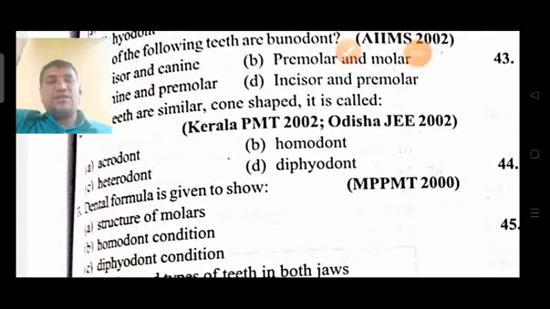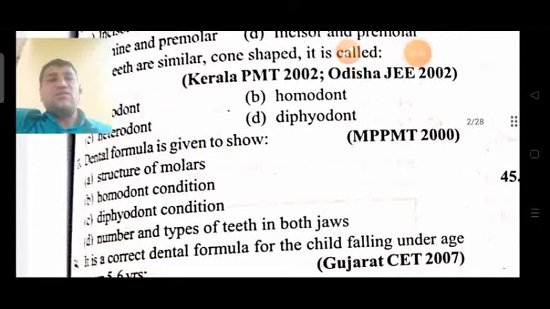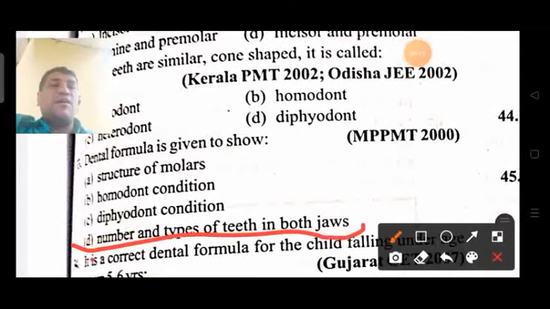Dental formula is given to show: structure of molars, homodont condition, diphyodont condition, number of teeth, types of teeth in both jaws. So that is not concerned with the dental formula. Homodont means a single type of teeth. Diphyodont means two sets of teeth replaced during the life cycle, permanent and temporary teeth. But the dental formula indicates the number of teeth in both the jaws at a particular point of time.